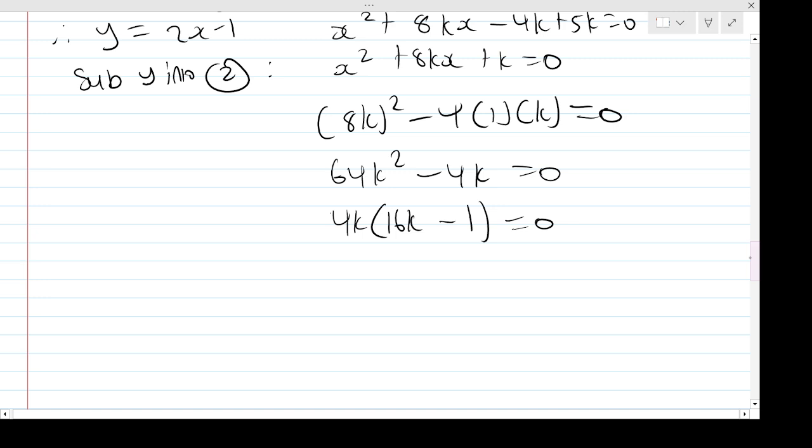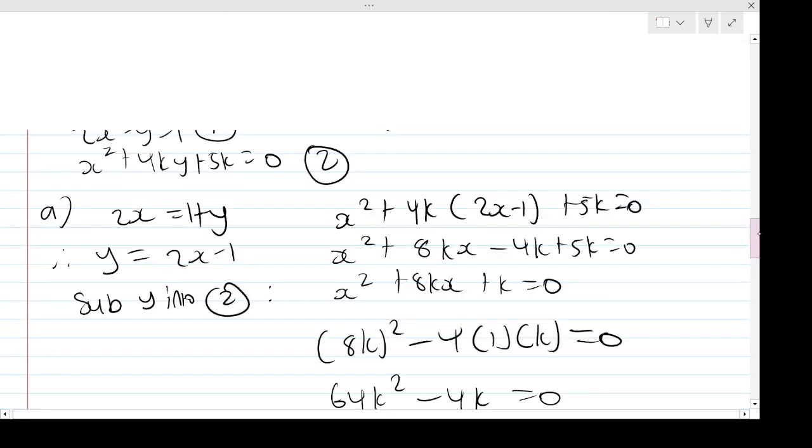So I factorized it, so I can set each part equal to 0. So either 4k equals 0 or 16k minus 1 equals 0. Remember how in the last chapter we looked at factorizing expressions to get factors to solve it that way. That means either k is 0, or k would be 1 over 16, if I rearrange for k in that equation. So those are two solutions.